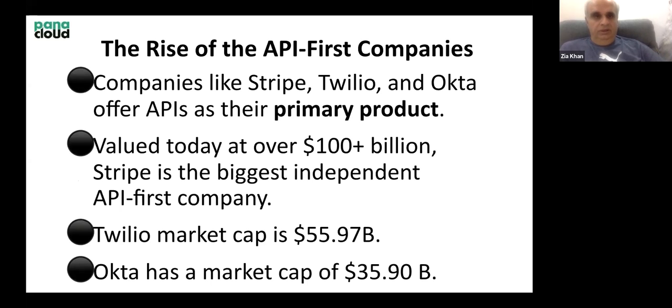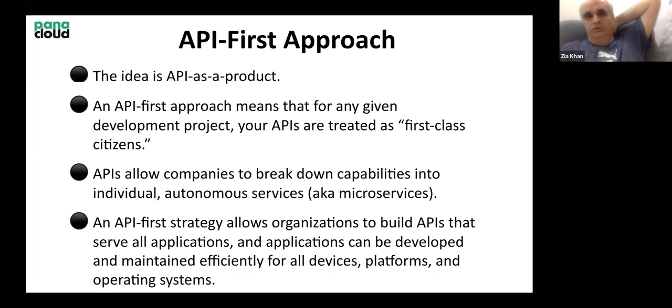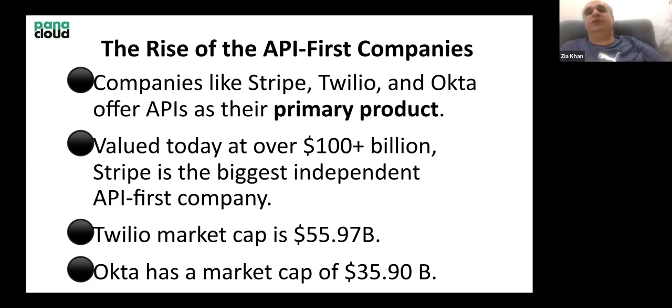Let's move forward. Now, these are the rise. The last screen was, note this, API first approach. Now we are talking about API first companies. There's the difference. Look at these names. Their primary product is API. Stripe is valued at $100 billion. Others are 35 billion. This is the age of APIs.